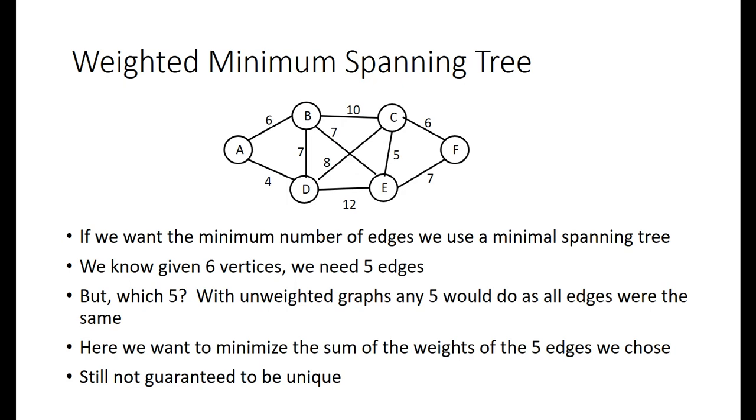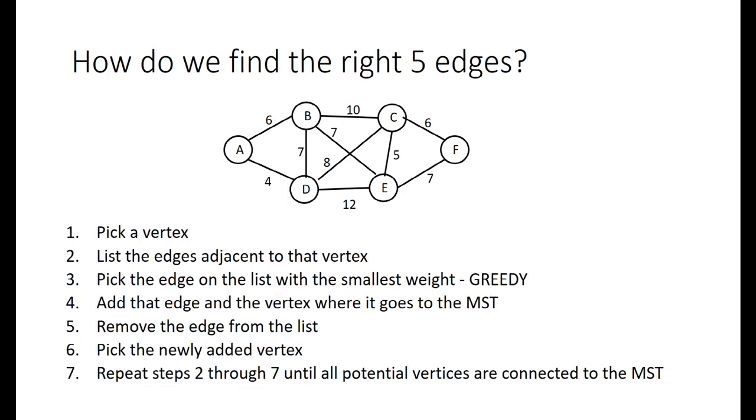Just as with minimal spanning trees for unweighted graphs, we could easily generate all sorts of different minimal spanning trees for a given graph. Here it'll be more unique, but as long as we have more than one edge that has the same weight on it, and you can see that's true of several edges here, for instance, we have 2 edges with 7 and 3 edges with 7, we could get different minimal spanning trees that still had the same sum. So how are we going to go about this? How are we going to find the right 5 edges?